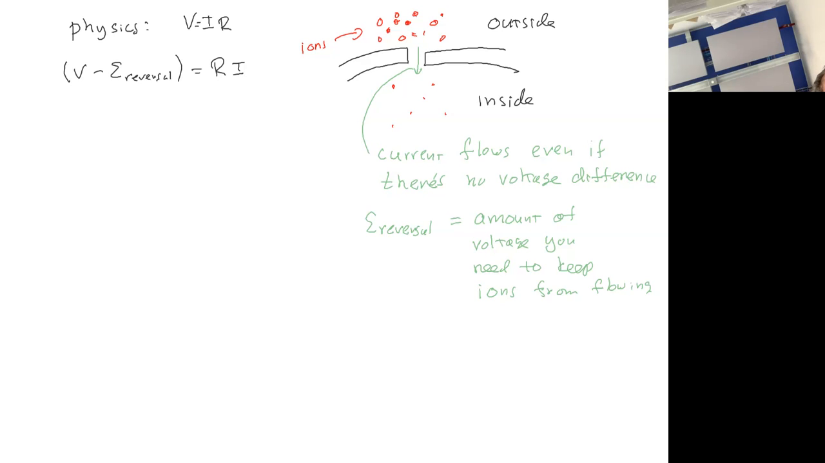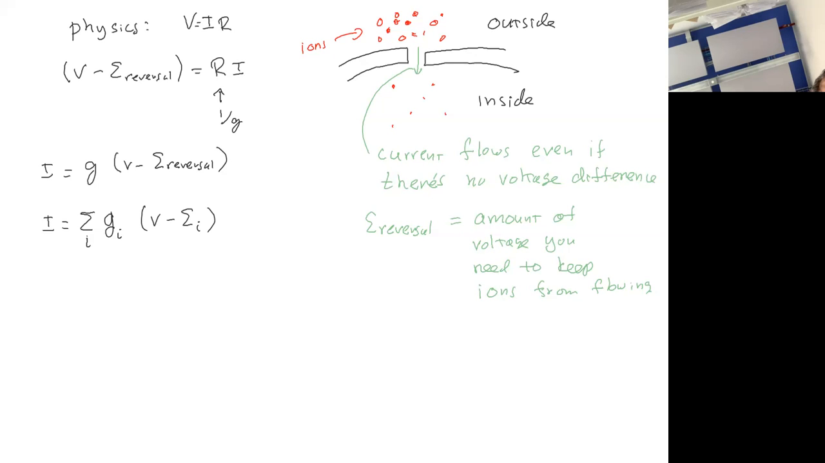So typically, instead of using R, we use 1 over G for conductances. So we write I equals G times (V minus E reversal). And the kind of crazy thing is that in the brain, different ions have different reversal potentials and different conductances. So the true story is that I equals the sum over i of G_i times (V minus E_i).